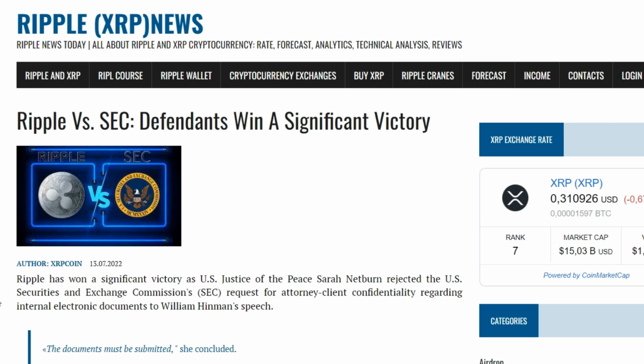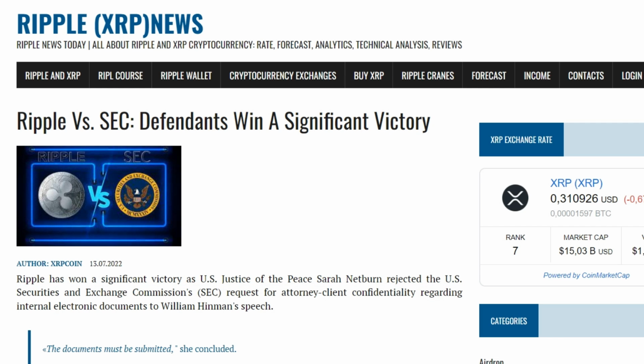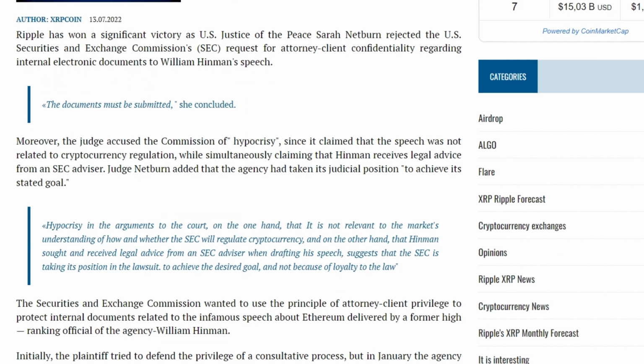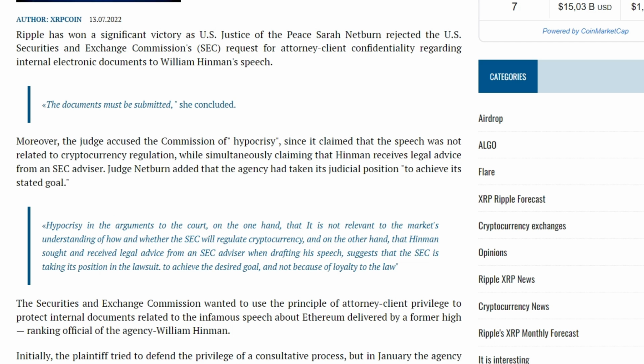Securities and Exchange Commission, SEC, on attorney-client confidentiality in relation to internal electronic documents to William Hinman's speech. The documents must be submitted, she concluded. Moreover, the judge accused the commission of hypocrisy because it claimed that the speech had nothing to do with cryptocurrency regulation, while simultaneously claiming that Hinman was receiving legal advice from an SEC advisor. Judge Netburn added that the agency had taken its judicial position to achieve its goal.